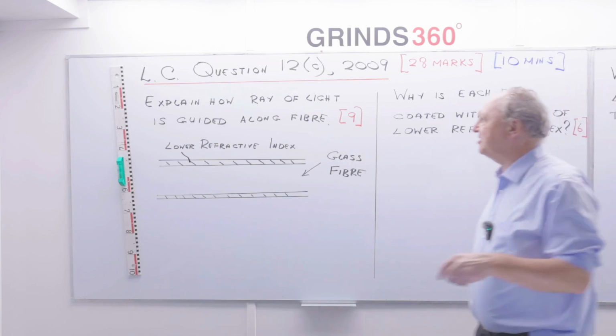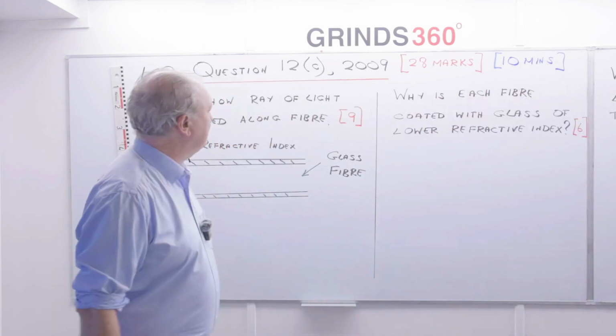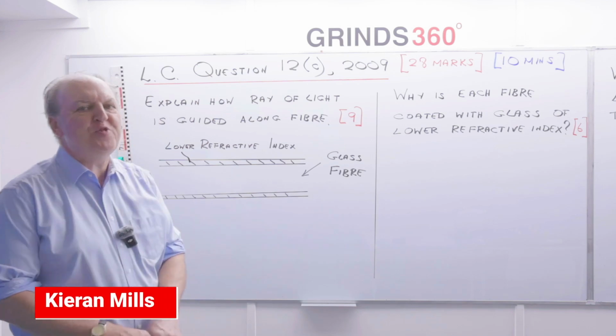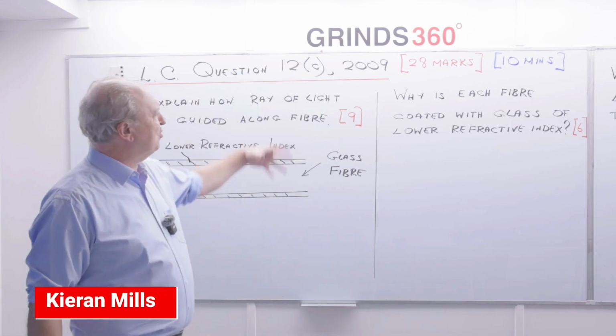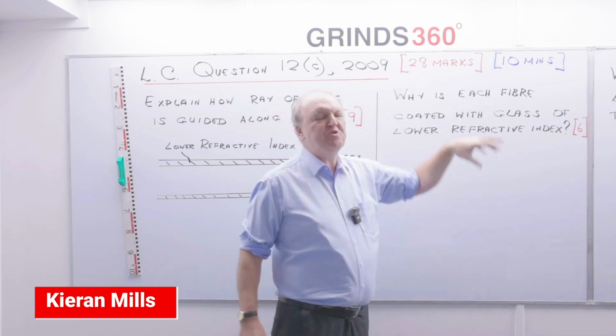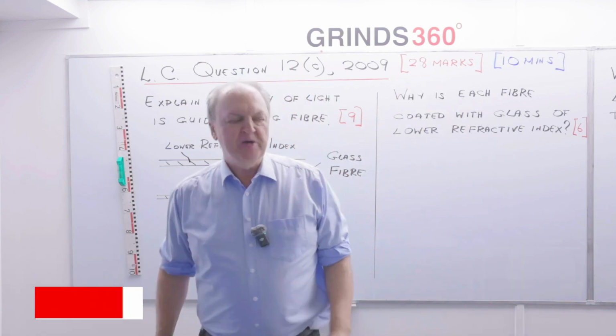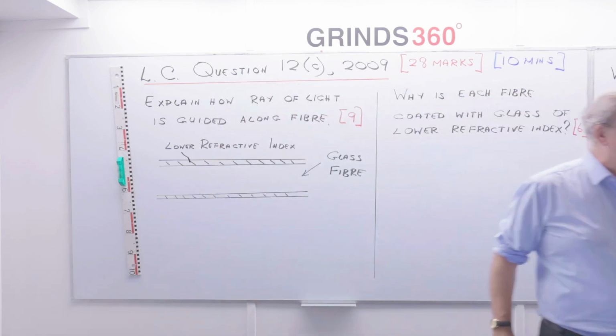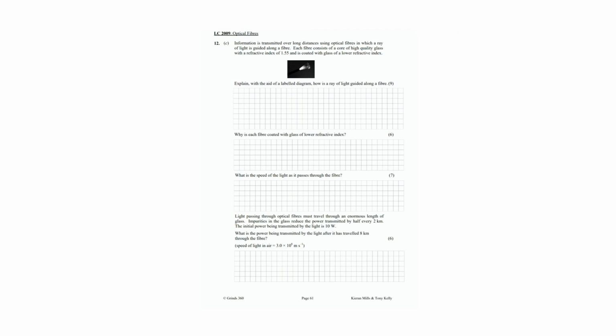So let's have a look at Leaving Cert, question 12 part C from 2009. This is one of these half questions that are very popular. It's 28 marks. Should take you about 10 minutes to do it. So let's have a look in our notes at this particular question. So it's a question on optical fibers.